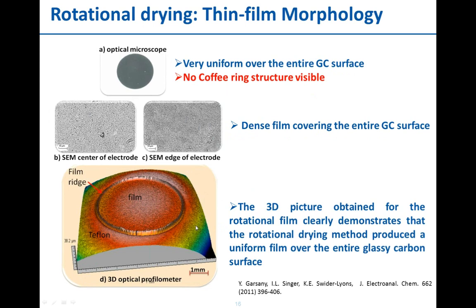So when you do a rotational film, under the microscope, typically the film looks very uniform over the entire glassy carbon surface, and we don't really see a coffee ring structure. And if you do SEM of that same film, again, it's a very dense film over the entire surface, and a 3D picture shows that we have a very uniform film. We might have a little bit of a ridge on the outside. So now if we look at the electrochemistry, how the rotational versus the stationary films compare, that's what's going to be shown on the next slide.